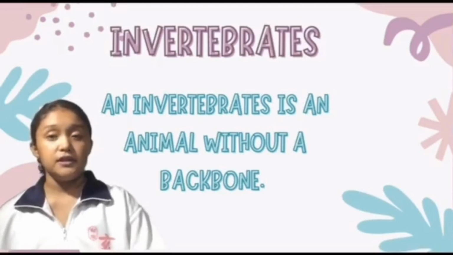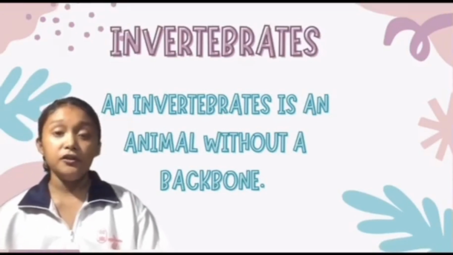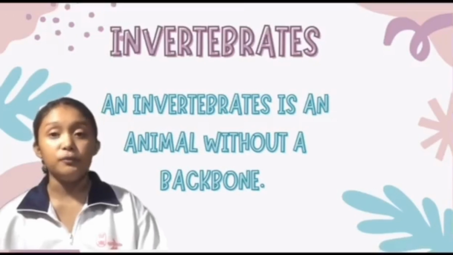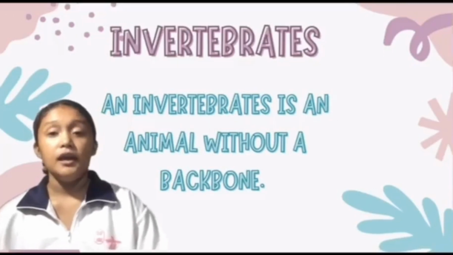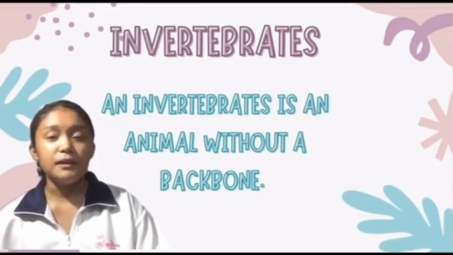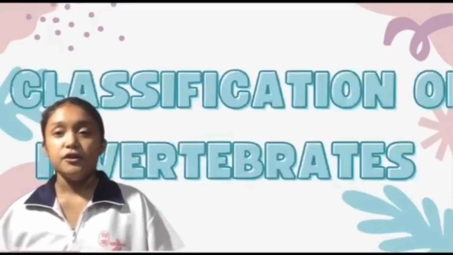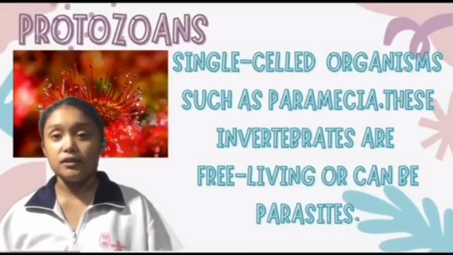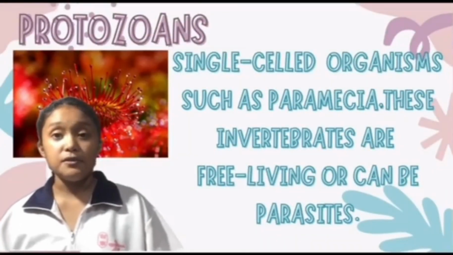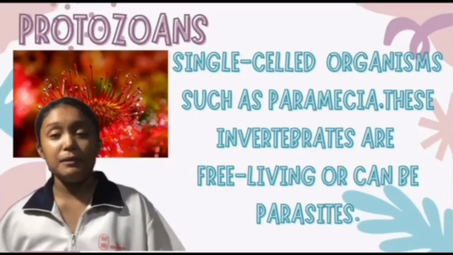Characteristics of invertebrates. The majority of living animals are invertebrates. Invertebrates may have an incomplete or a complete digestive system. Invertebrates vary in how they move and in the complexity of their nervous system. Most invertebrates reproduce sexually. 5 classifications of invertebrates. So the first one is the protozoans, single-celled organisms such as Paramecium. These invertebrates are free-living or can be parasitic.